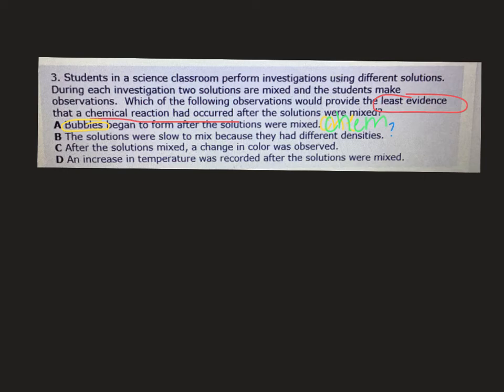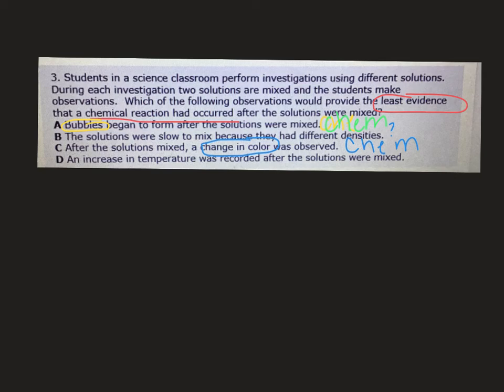C says after the solutions mixed, a change in color was observed. Well, we know that when it changes color, it's a chemical reaction. Okay, so that's pretty strong evidence. Change in color is strong evidence of a chemical reaction.